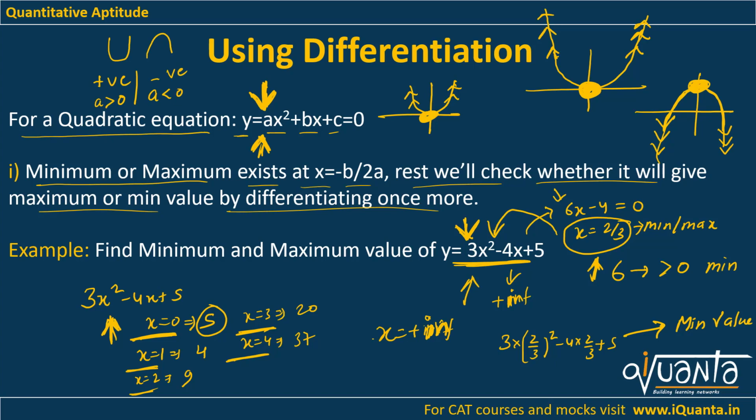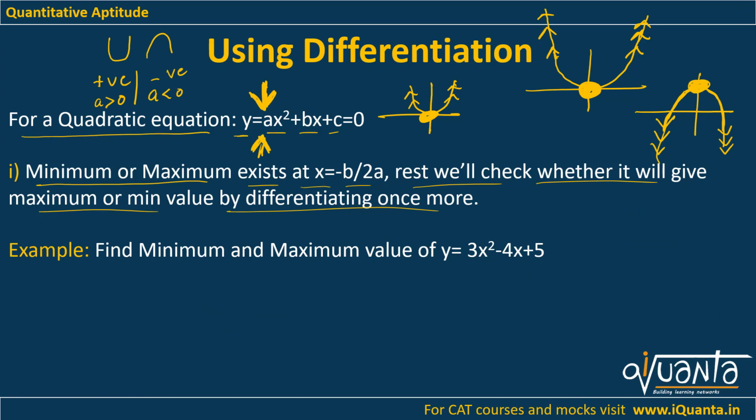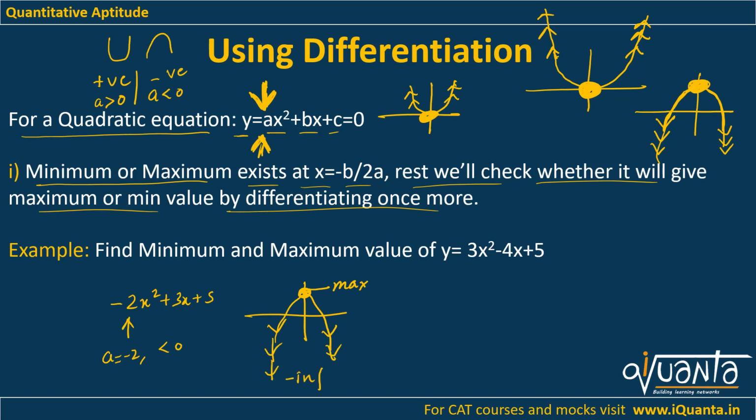Let us take one more example in which a is negative. For example, if you have an equation, say minus 2x square plus 3x plus 5. Here we can see that this a is minus 2, which is less than 0. That means the graph of this quadratic equation will be a parabola opening downwards, something like that. So its maximum is determined at this point, but since this graph will keep going downwards, its minimum is not determined, so its minimum will be minus infinity, right? So you can directly write the minimum value of this expression will be minus infinity.